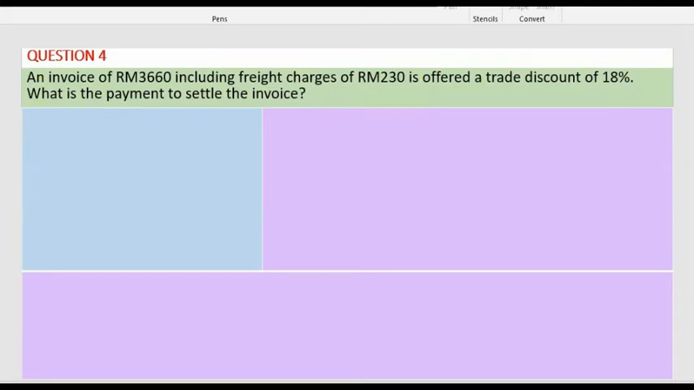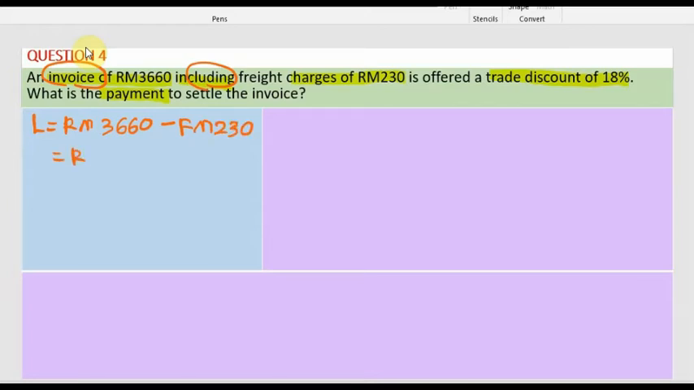Okay, so now we have an invoice of 3660 including trade charges of 330. Then we have a trade discount of 18%. The question is what is the payment? If the invoice includes charges, first we have to find the list price. So the list price is 3660 minus the charges, which is 330.